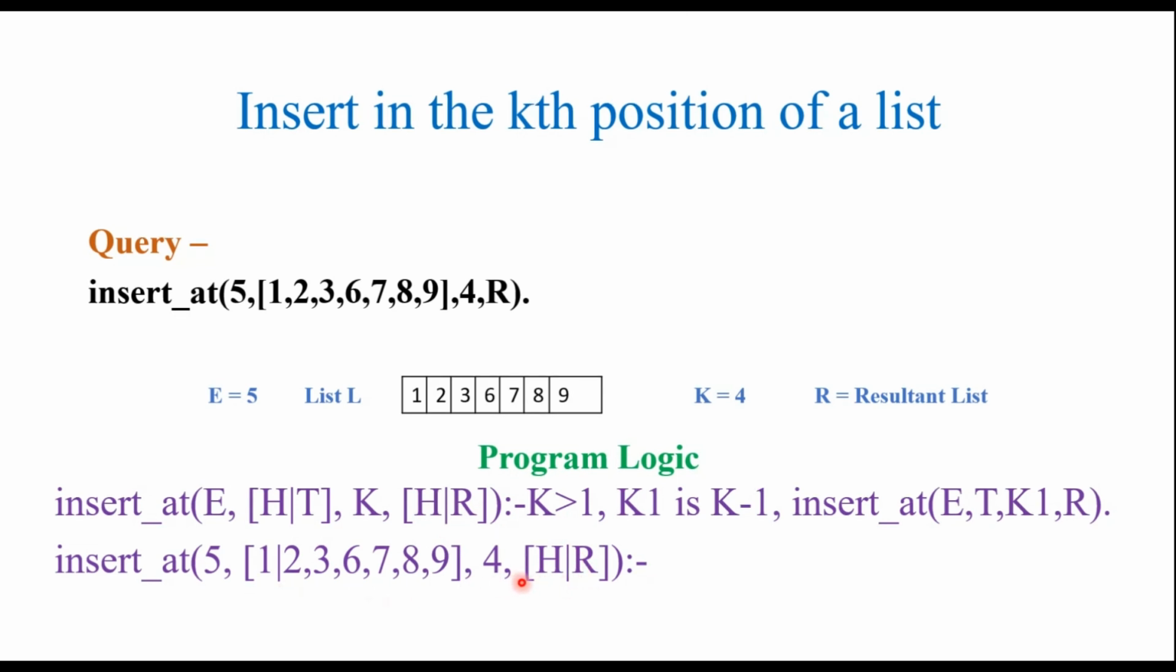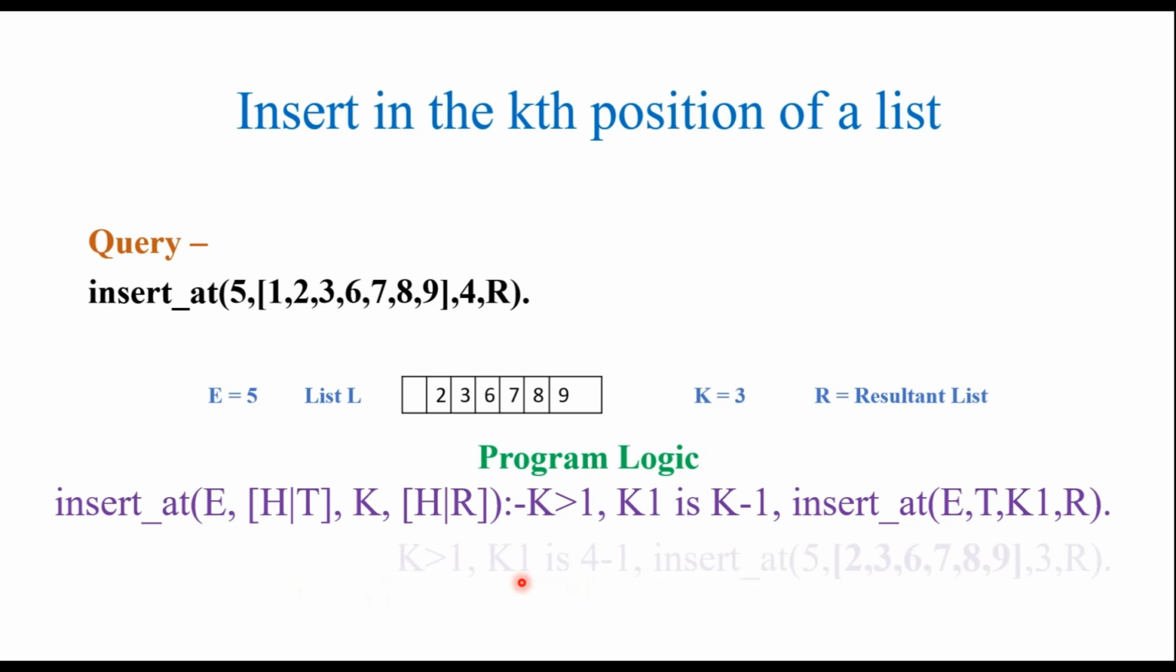Now with these values, the rule says that if K is greater than 1, only then does it proceed with the logic. So K greater than 1 is satisfied. Now K1 is updated with 4 minus 1, where 4 is the value of K. So we are decreasing K every time and we are removing a head every time. Last time we had 1, we decrease the value of K from 4 to 3 and we remove 1 from the head of the list.